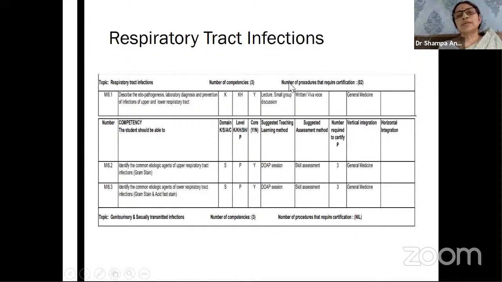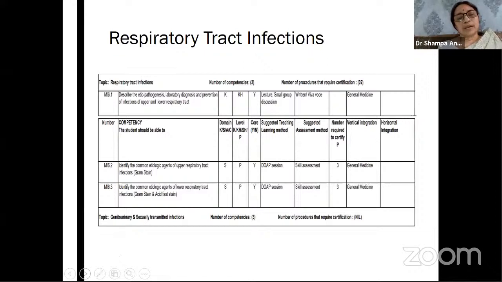So I would like to show that the number of procedures that require certification are two, which have been laid down. That is, one is a Gram stain, the other is the ACIPFA stain. And for each procedure, the number of times required to get the certificate is three. So thrice a Gram stain and thrice ACIPFA stain have to be done by the student in order to be certified that he can perform them independently. And of course, this is under supervision, but the independent performance actually occurs when the student has become an intern and is able to do it in the side lab. So this was about the practical aspect.